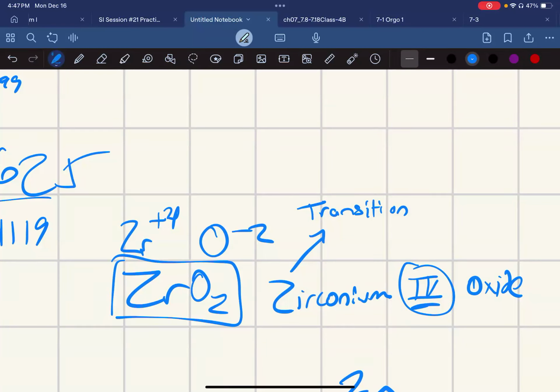So I think the important thing that we just learned is that oxygen always has a -2 charge. And by doing that, you want to also figure out what the charge of zirconium would be. All right, did I help you out with that? Yeah, thank you. No problem.